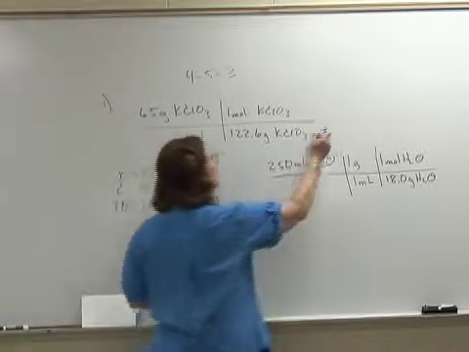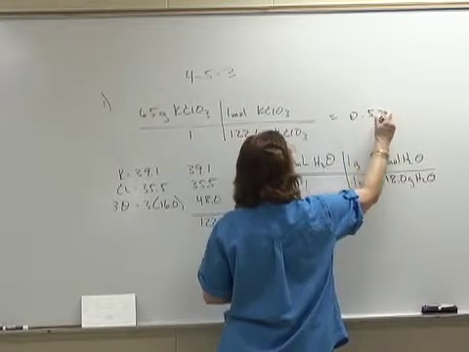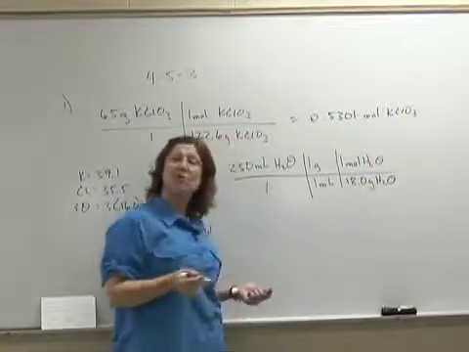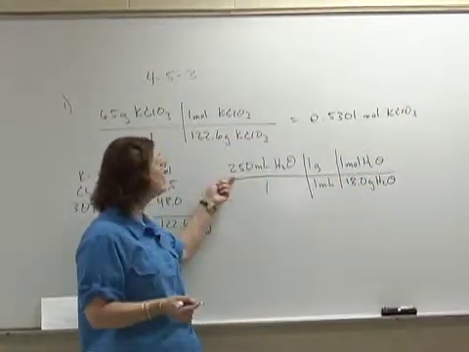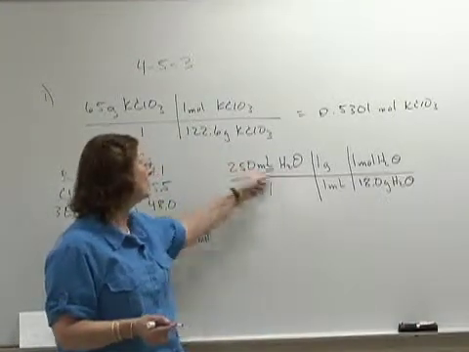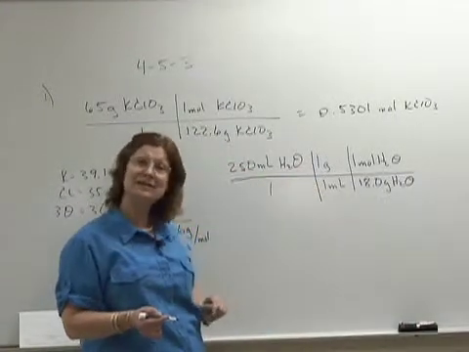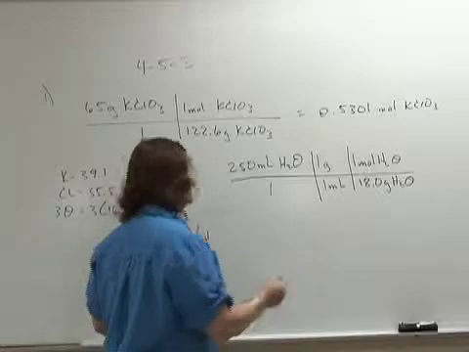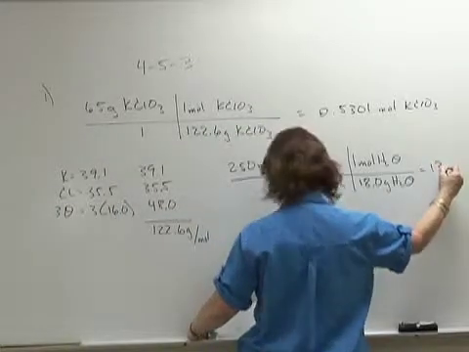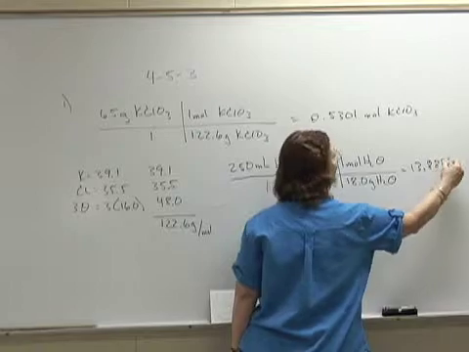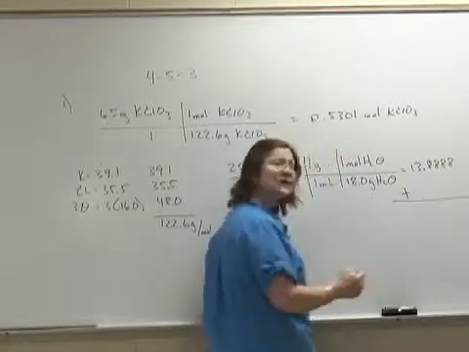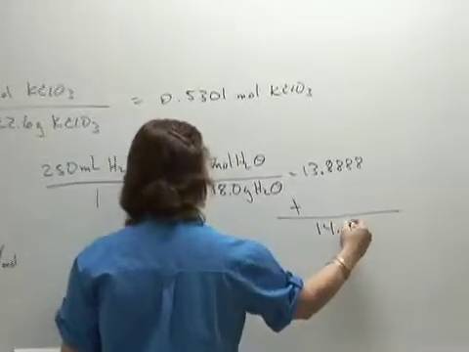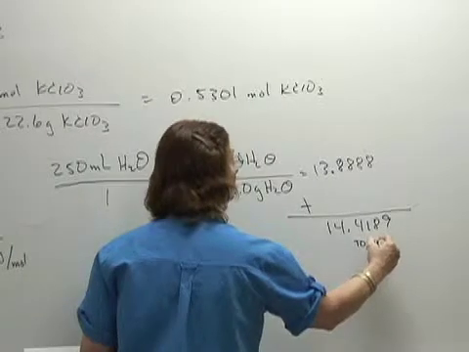And when I do the math here, I get 0.5301 moles of the potassium chlorate. Now, I also have to find the moles of the solvent, and I have 250 milliliters of water. And 1 milliliter of water is equal to 1 gram based on its density. And then I change my grams to moles. And I get 13.8888. And I add those 2 moles together to get the total number of moles. And that would be 14.4189 total moles.